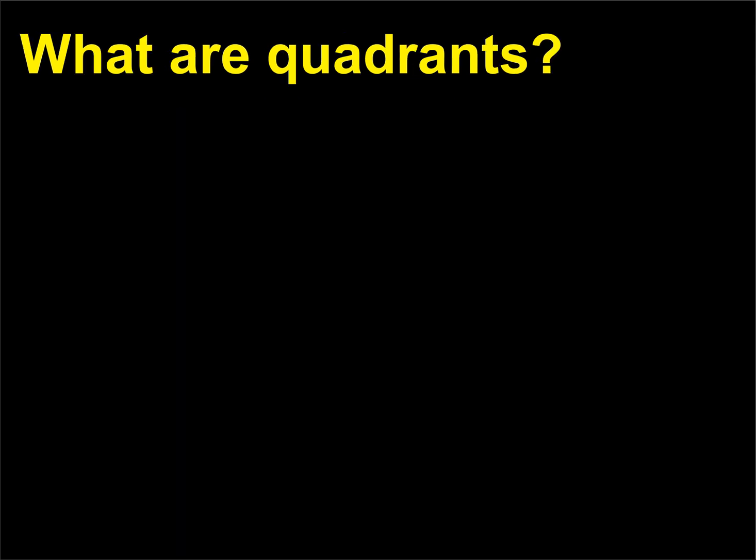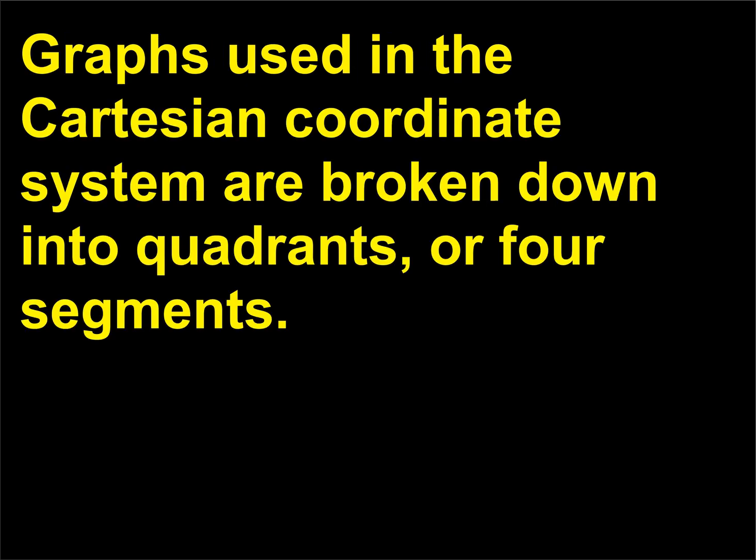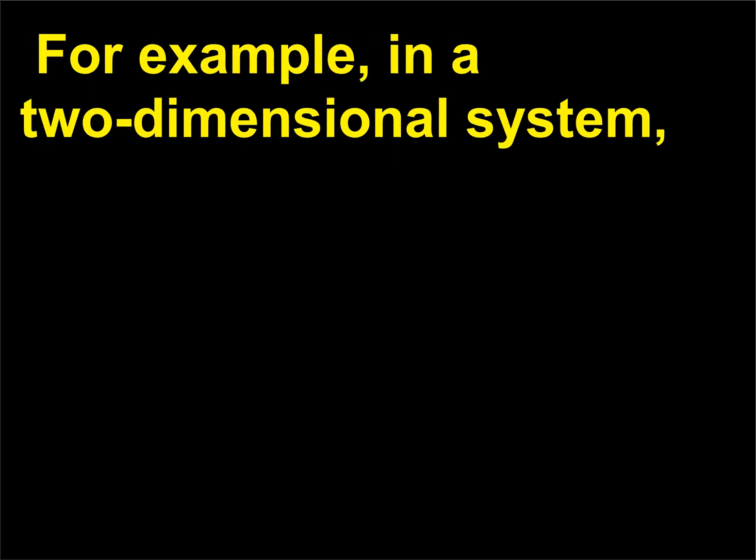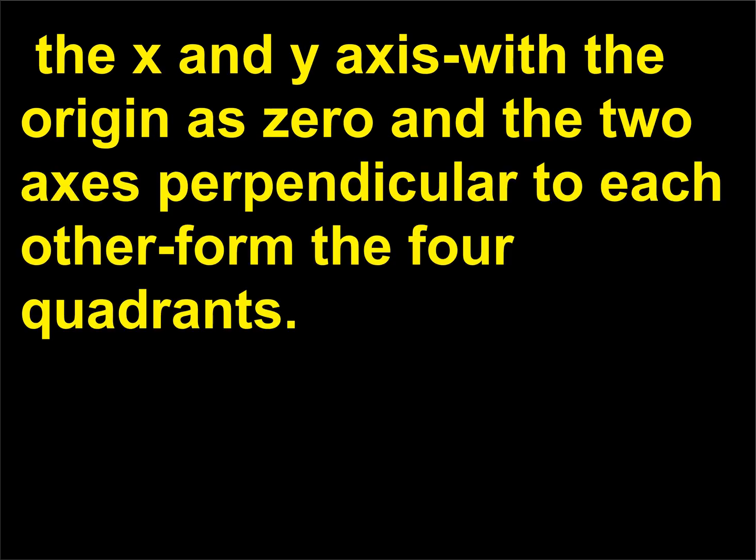What are quadrants? Graphs used in the Cartesian coordinate system are broken down into quadrants, or 4 segments. For example, in a two-dimensional system, the x and y axis with the origin as 0 and the two axes perpendicular to each other form the 4 quadrants.